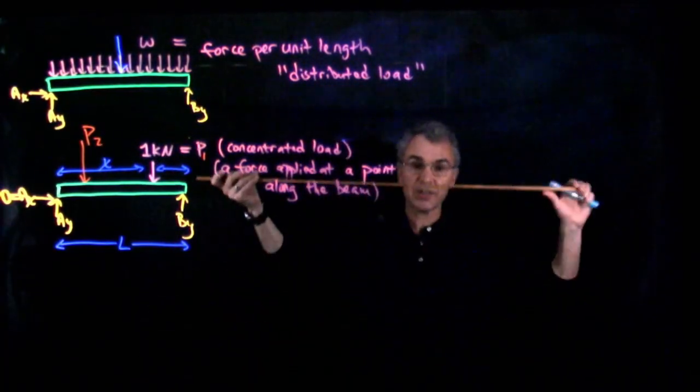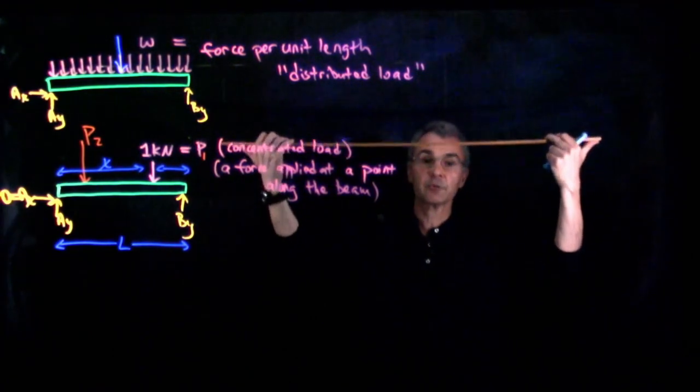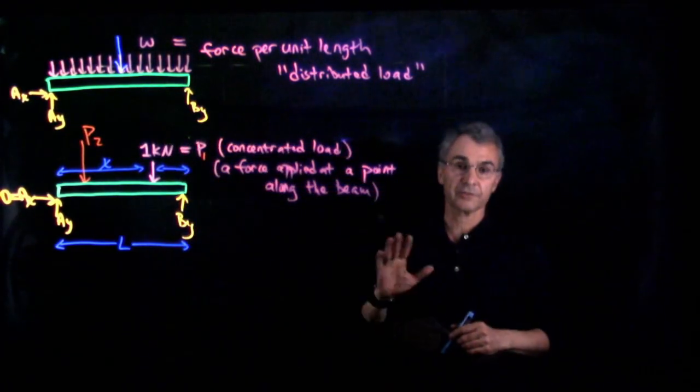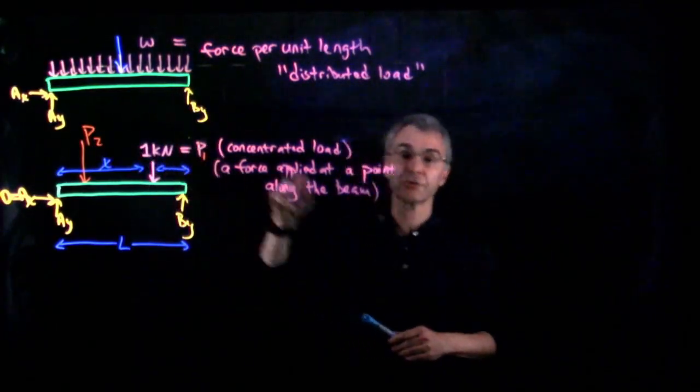It turns out that the shape of the beam, when we put the load on it, will be different depending on whether you put all of the load in the one place or if you spread it out. But we won't consider that until later. For now, we're interested in what do we have to do to get the support forces.